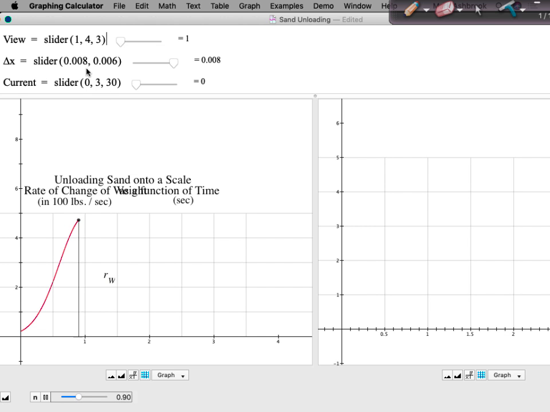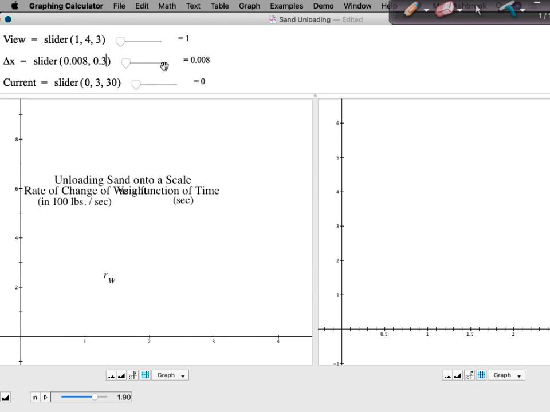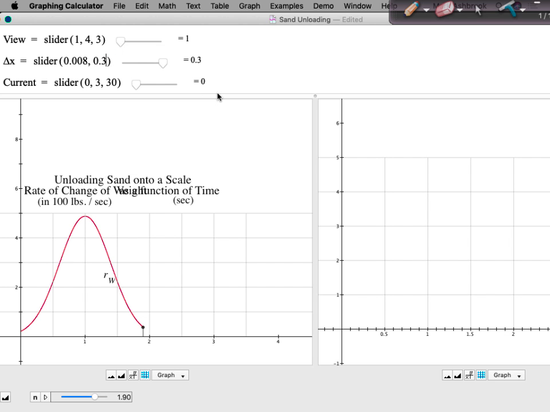I don't want this slider. I want it to be 0.3, I think. We'll try 0.3, that's fine, okay? So view one is showing the exact rate. View two shows, what's our next function from there? View two shows a static version of the exact rate and now shows the approximate rate emerging or being generated.